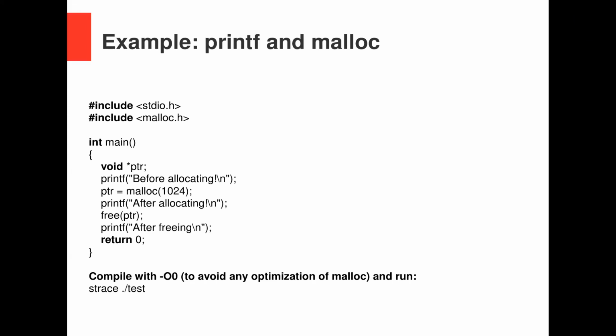So let's run a simple program when we use printf and malloc. You have three printf statements, you have malloc in between, and then you have free, and then just compile the program with O0. That's just to avoid any optimization. So use O0 if you want to generate some debug information. Debugging information is separate, but with O0, it may also be easier to debug.